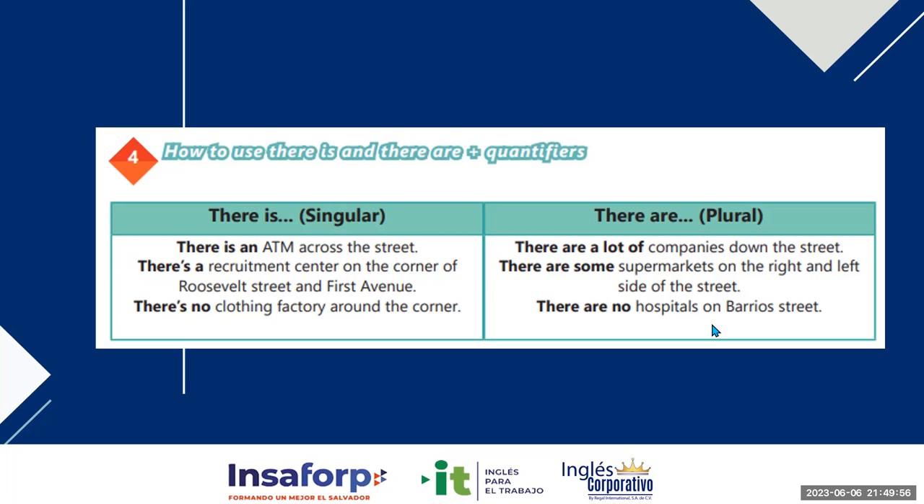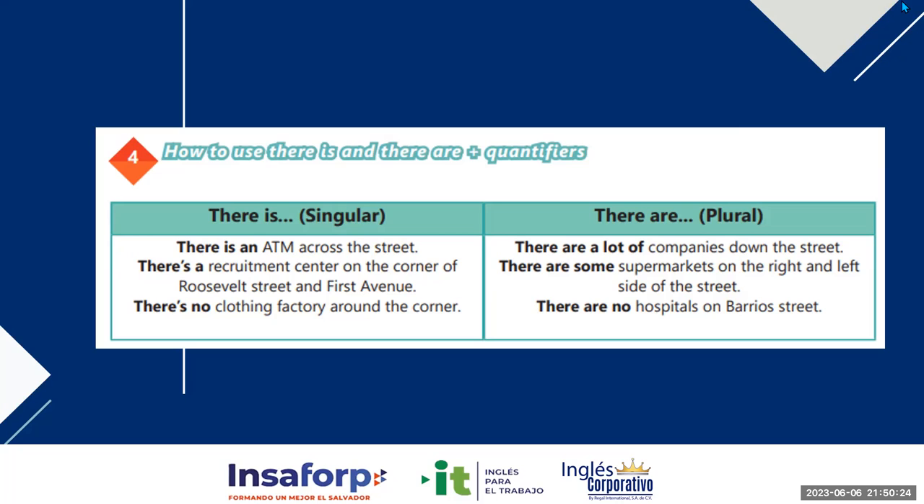Okay. And the next one said there's no clothing factories around the corner. Okay, ahí estamos haciendo como una negación. There is no clothing factories around the corner. Okay, take a look at the right side. Veamos el lado derecho, por favor. Dice plural. There are a lot of companies down there.